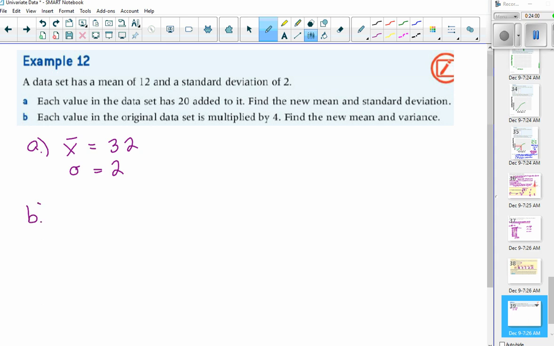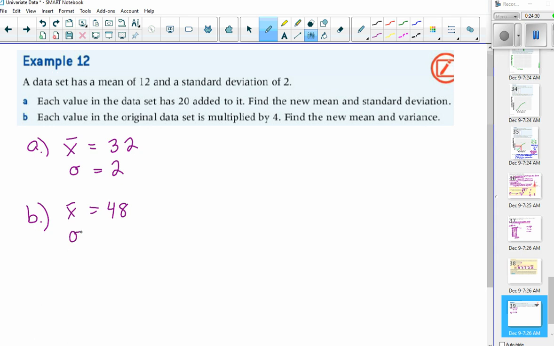Versus in B, if I'm multiplying my data set by 4, now we're going to find the new mean and variance. We'll do the standard deviation first, and then we'll do the variance. So now I'm multiplying everything by 4. Since I'm multiplying everything by 4, what I'm doing in essence is stretching it out horizontally. Since I'm stretching it out, my mean now is going to be multiplied by 4. So my mean is going to be 48.